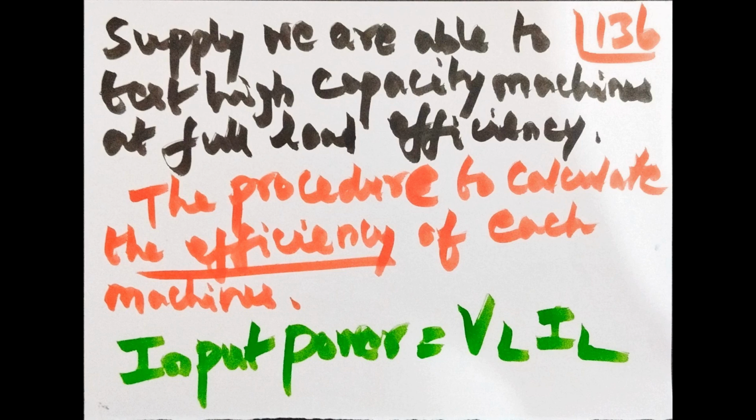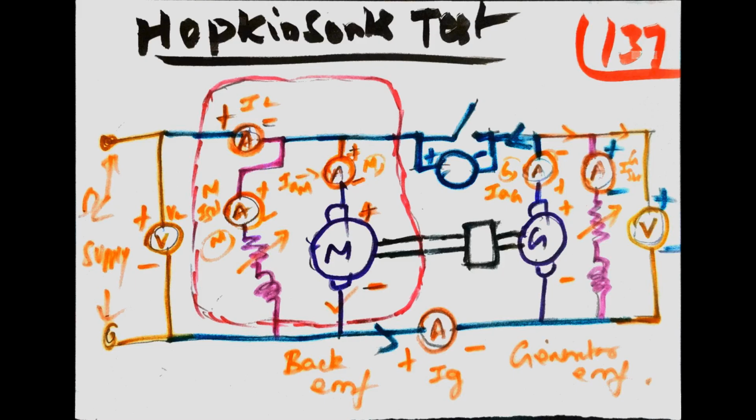The procedure to calculate the efficiency of each machine: input power is equal to VL into IL, where VL is the load voltage and IL is the load current. The Hopkinson's test circuit diagram is shown in the figure. It consists of two DC shunt machines. One acts as a motor, one is a generator. They are coupled mechanically and connected electrically. The motor produces back EMF and the generator produces generated EMF.